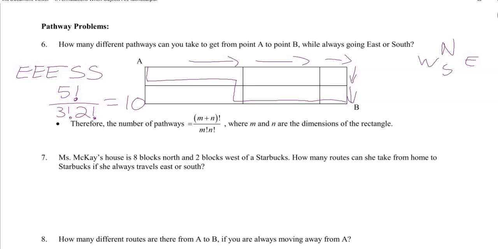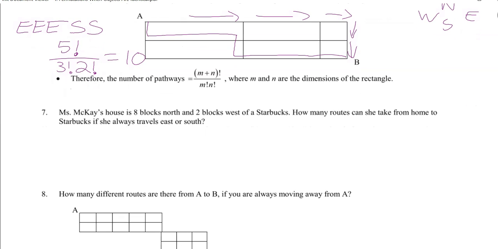So Mrs. K's house is 8 blocks north and 2 blocks west of the Starbucks. How many routes can she take? So don't memorize this. You don't need to memorize this, right? She's got to go 8 blocks and then 2 blocks, so she's going a total of 10 blocks. 8 of which are north and 2 of which are west. So 10 factorial over 8 factorial, 2 factorial, which is 45. And if it isn't, leave your answer in the comments below.